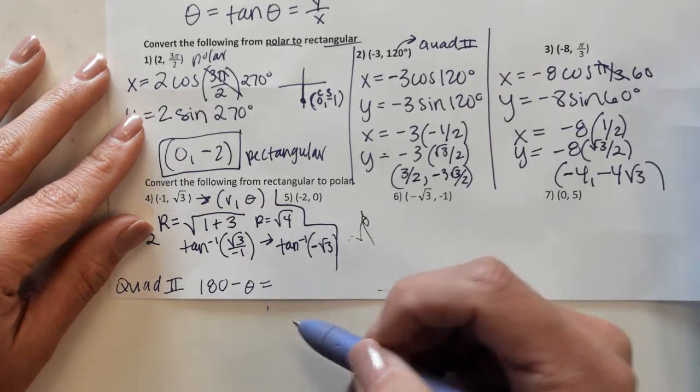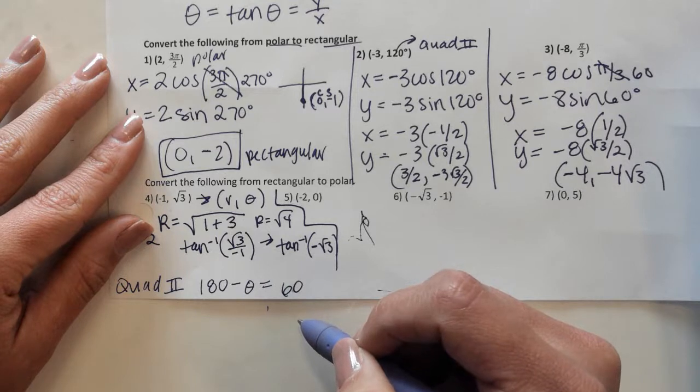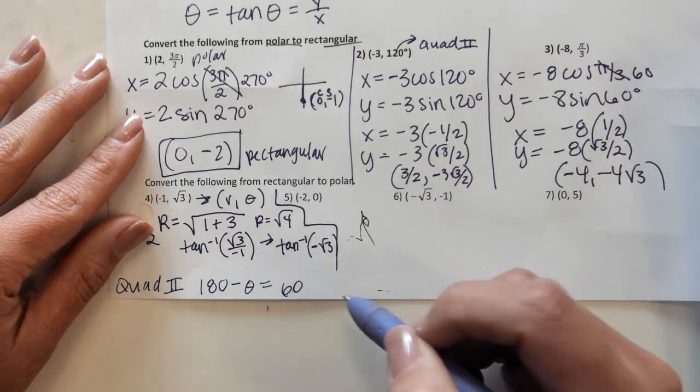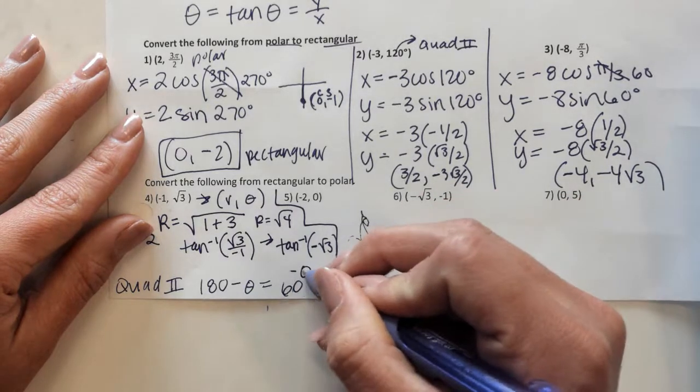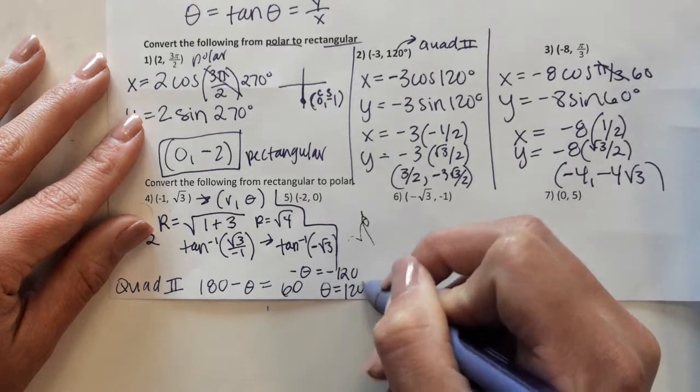Or let's set it up like an equation. 180 minus theta equals 60. So how do we get 120 right here? Subtract 180. What's 60 minus 180? So negative theta equals negative 120. So theta is 120.